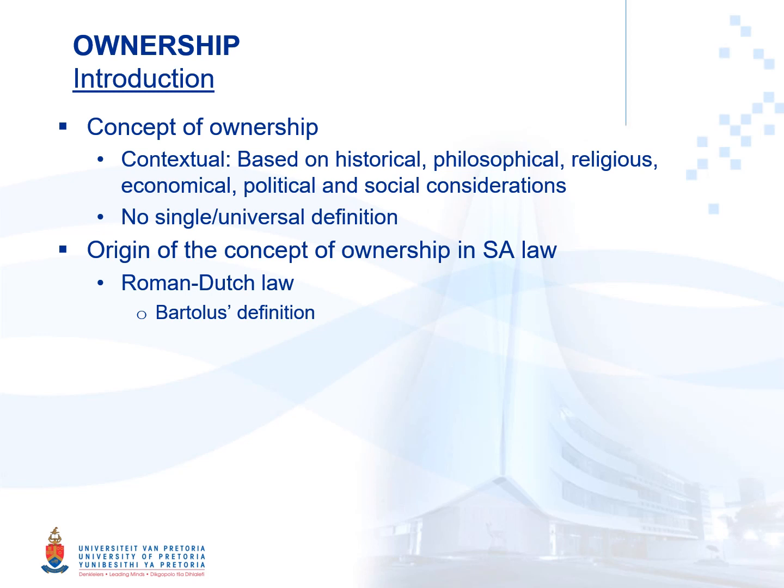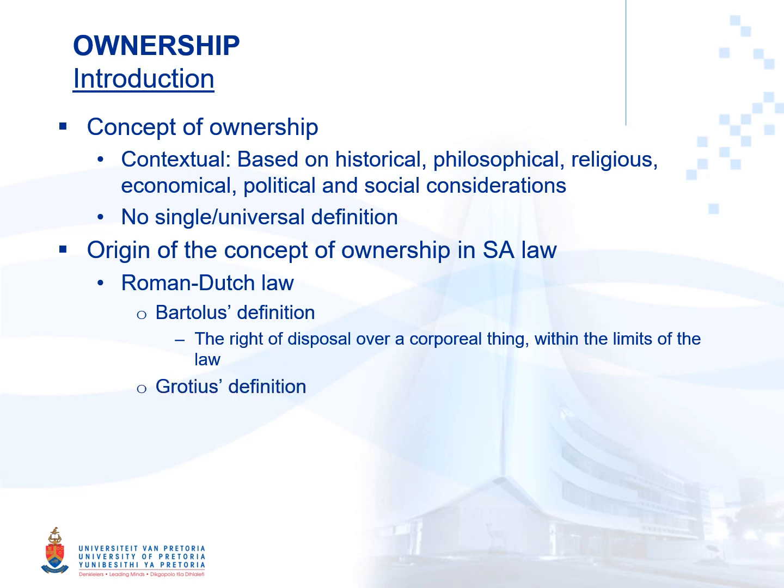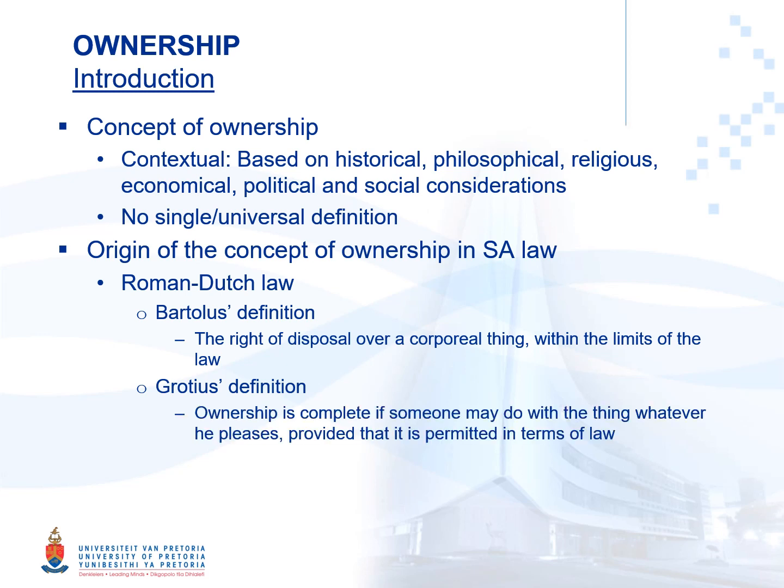Bartolus defined ownership as the right of disposal over a corporeal thing within the limits of the law. Grotius defines ownership as, or formulated a similar definition, namely that ownership is complete if someone may do with a thing whatever he pleases, provided that it is permitted in terms of law. And this is a translation.